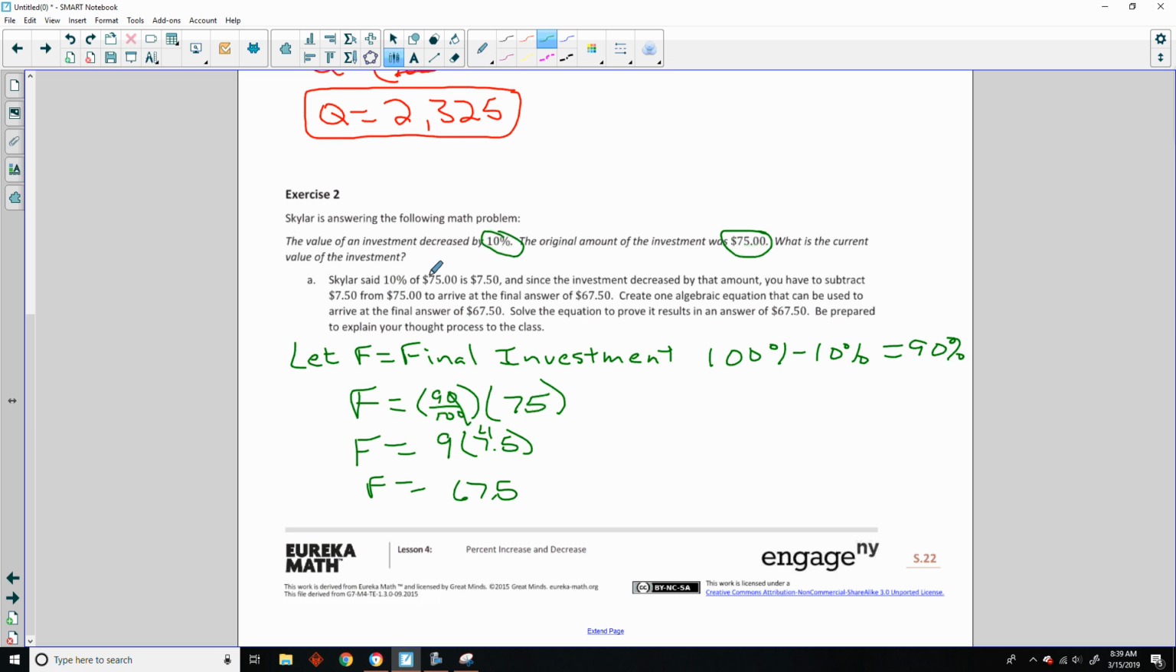A says, Skylar said 10% of $75 is $750. Since this investment decreased by that amount, you have to subtract $750 from $750 to arrive at the final answer of $67.50. Create one algebraic equation that can be used to arrive at this final answer. Solve the equation. So this is what we've done. So there is A.